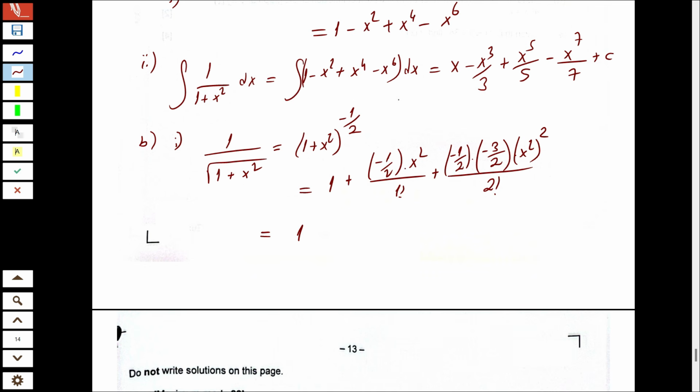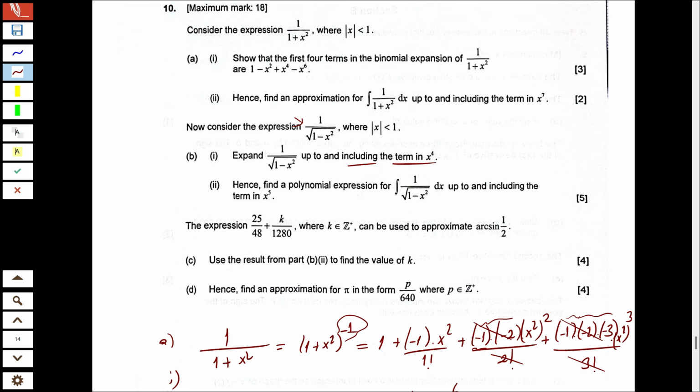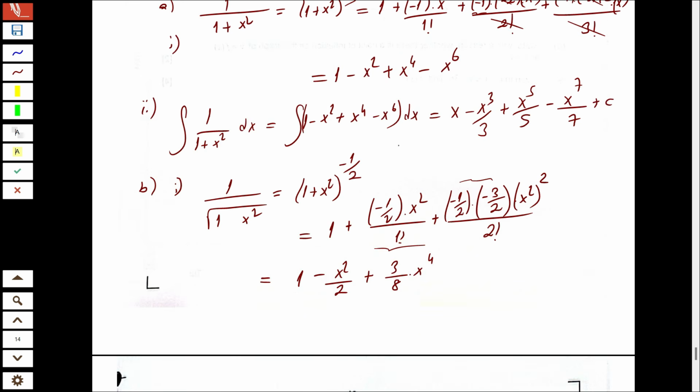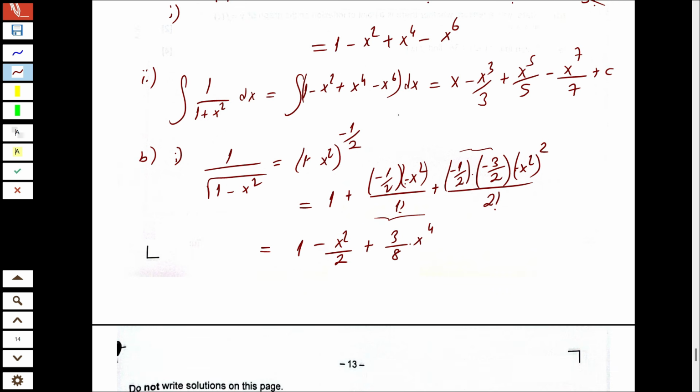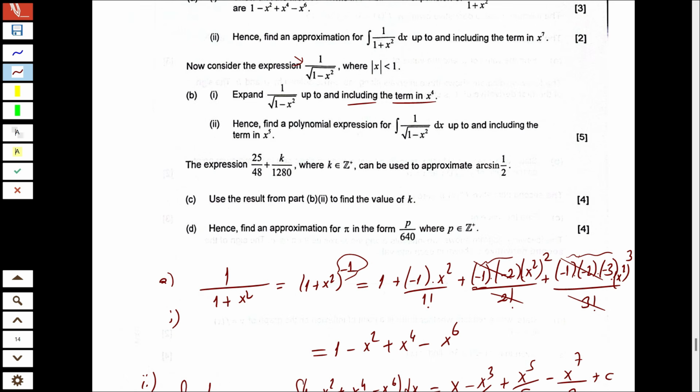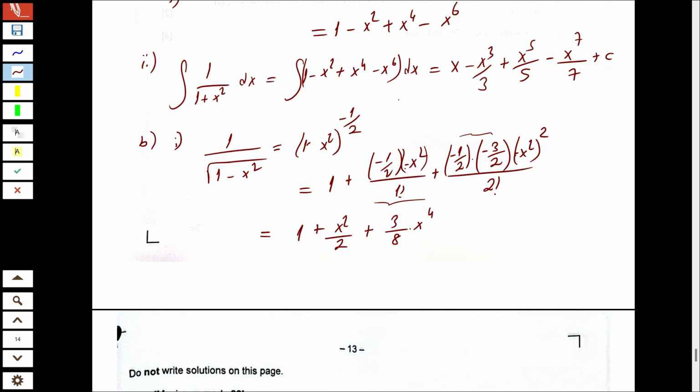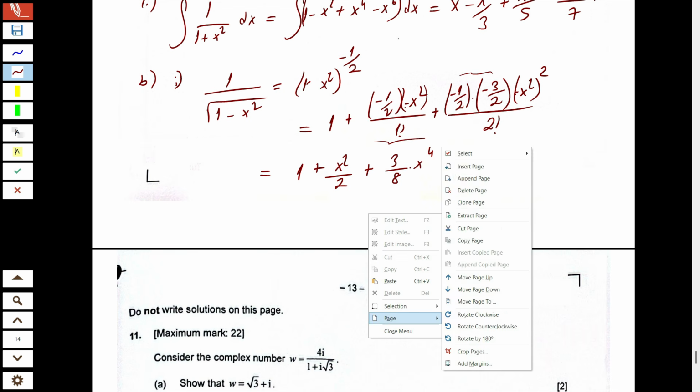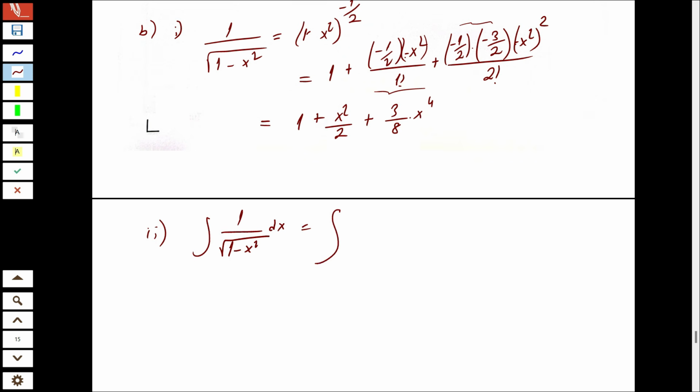And 1 will be minus x squared over 2, the middle term. And the last term will be, here is going to be a positive sign, 3 over 8 times x to the power of 4, right? But here is going to be minus, sorry, so I will change here. Okay, so this will be plus and the other one also, I guess, yeah. Okay, the next question asks for this integral. I will find the integral of this expression, meaning you can find the integral of this polynomial instead, right?